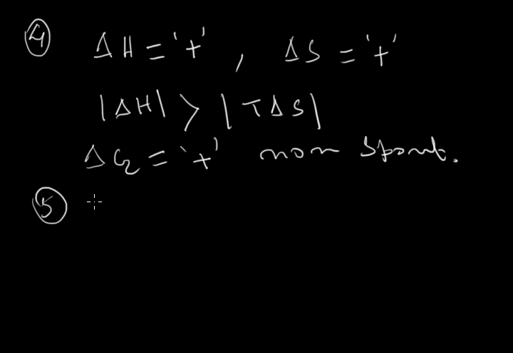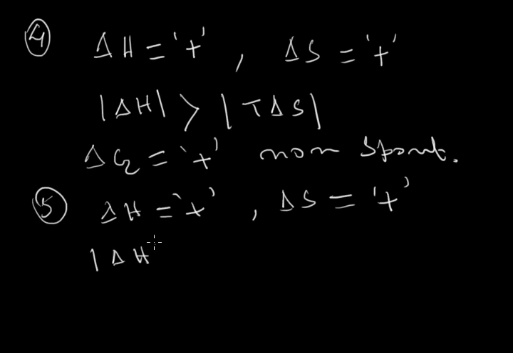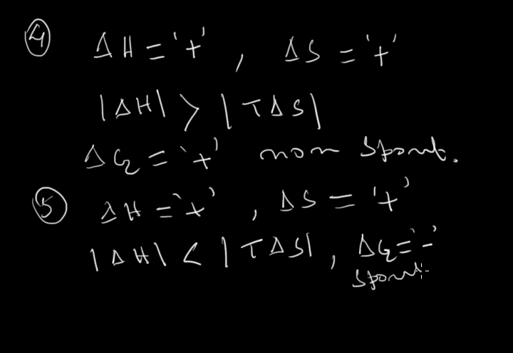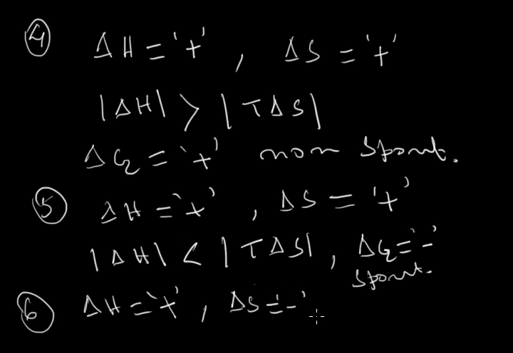Case 5. Delta H is positive. Delta S is also positive, but the modulus of delta H is less than the modulus of T delta S. In this case, delta G is negative and the process is spontaneous. Last one, delta H is positive, delta S is negative, so delta G is always positive and the process is non-spontaneous.